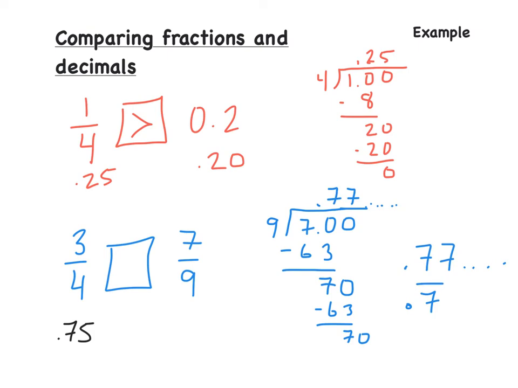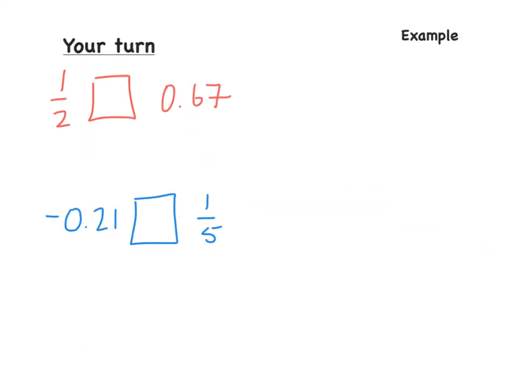So if we have 0.77 repeating, which one's greater? 75 cents, 77 cents. 77 cents is greater, thus 7/9 is greater than 3/4. Alright, so what I want you to do now is to pause the video and try these two to figure out which one is larger. Unpause the video when you want to see the way that I've done it.